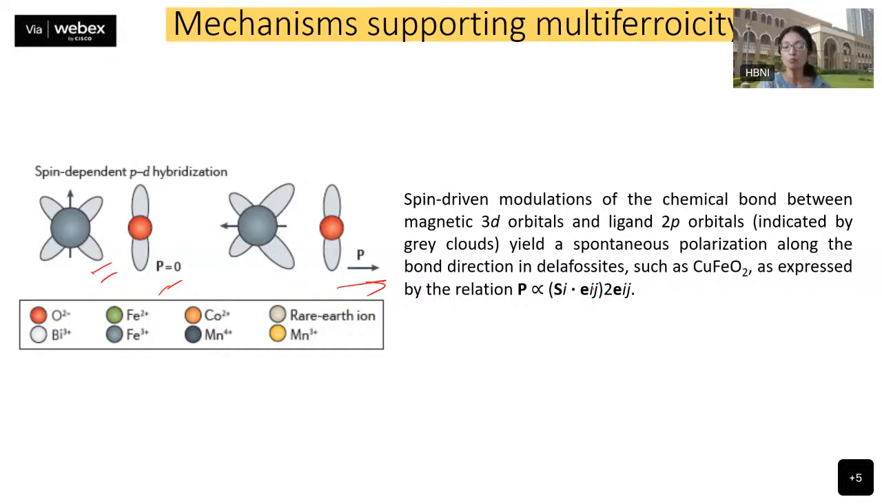And this is generally observed in Delafossite kind of materials, that is CuFeO2. And again, you see that because of the spin-driven modulation of a chemical bond, an electric polarization happens. So it is a spin-driven electric polarization, and this is again an example of type 2 multiferroics.